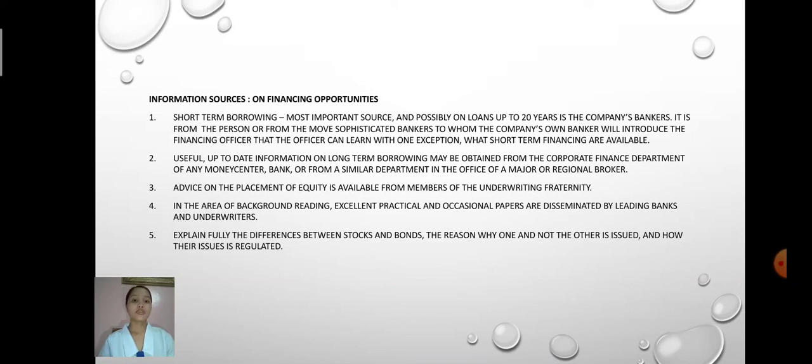2. Useful, up-to-date information on long-term borrowing may be obtained from the corporate finance department of any money center bank, or from a similar department in the office of a major regional broker. 3. Advice on the placement of equipment is available from members of the underwriting fraternity. 4. In the area of background reading, excellent practical and occasional papers are disseminated by leading banks and underwriters. 5. Explain fully the difference between stocks and bonds, the reason why one and not the other is issued, and how their issue is regulated.